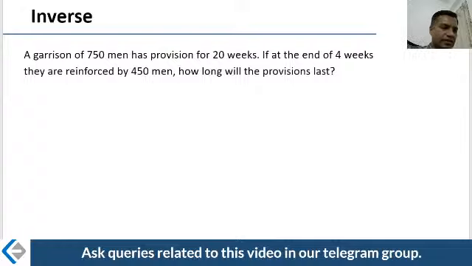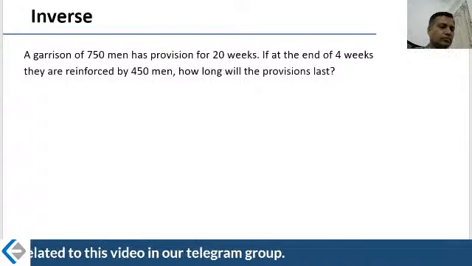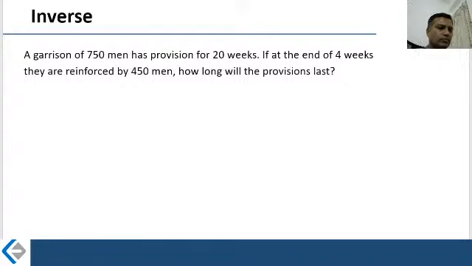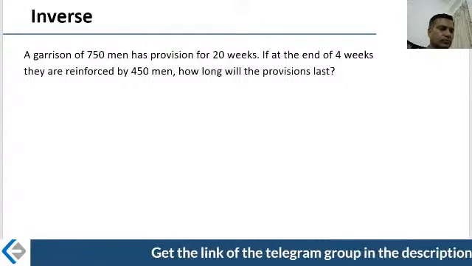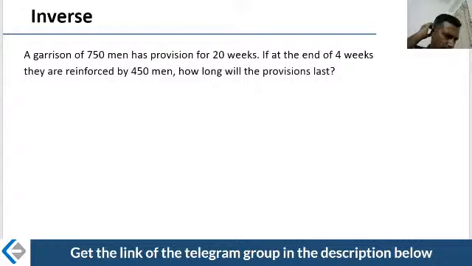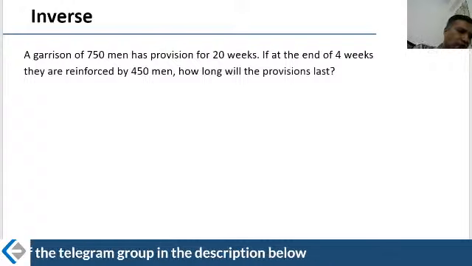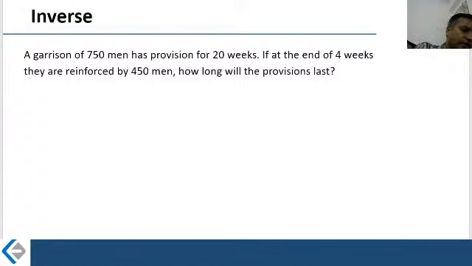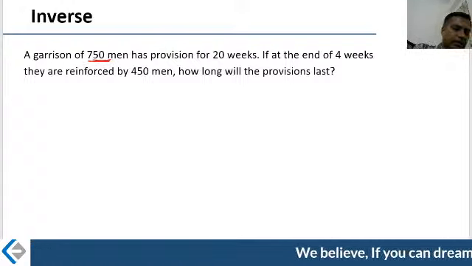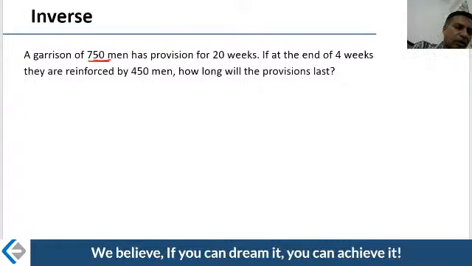Read it. Take 30 seconds. Okay, partially you can apply the inverse relationship here. Now listen. There is a garrison. How many people are there? 750 people are there in that particular group. So there is a food provision. How many days does it last? 20 weeks it lasts.